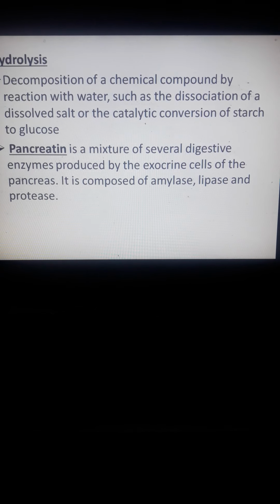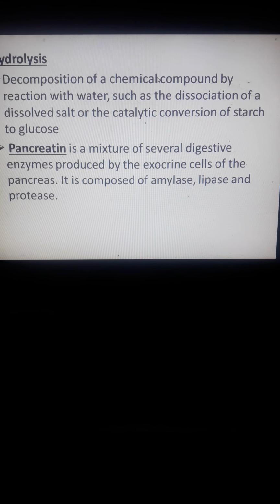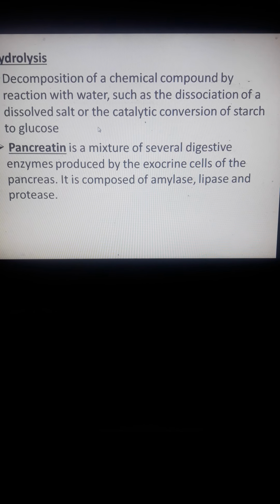Hydrolysis is the decomposition of a chemical compound by reaction with water, such as dissociation of a dissolved salt or catalytic conversion of starch to glucose. When we say hydrolysis, if you add water, it will split the compound molecules into one molecule plus one molecule.